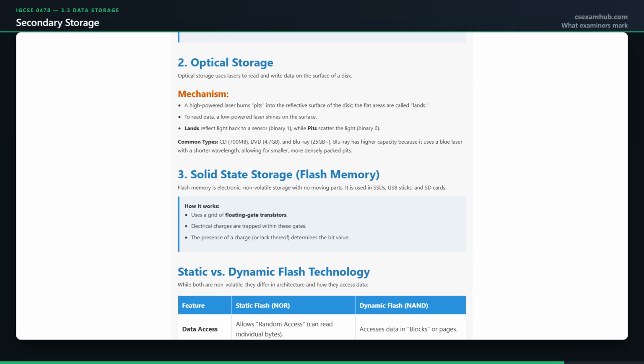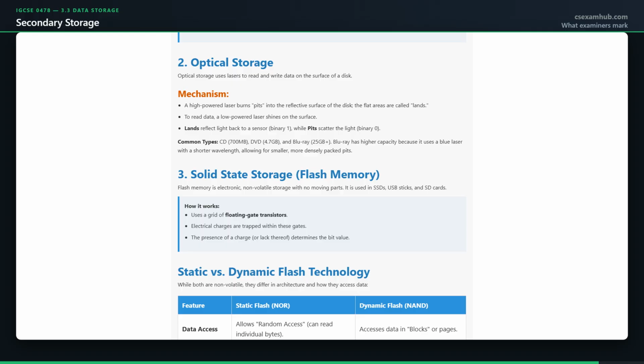Four things to take into the exam. First, describe the mechanism, not the object. For a hard disk, that means platters, a read-write head, tracks and sectors, and changing magnetic polarity. Second, for optical, get the direction of the explanation right. A land reflects light back to the sensor and reads as 1. A pit scatters the light and reads as 0. The reflection causes the bit.